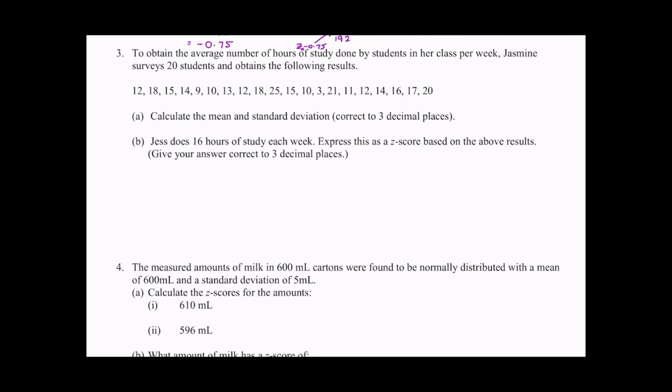So looking now at question 3, we're looking at the average number of hours of study done by students in a class per week, and Jasmine surveys 20 students and obtains the following results. And it says to calculate the mean and the standard deviation correct to 3 decimal places. Well, to do this, we're going to have to pick up our calculators and get them onto statistics mode and work out the mean and standard deviation. So it's going to be a good time to pause the video and to see if you can remember how to do that.